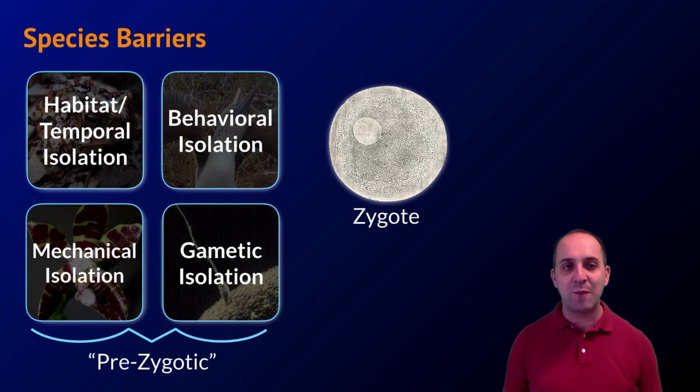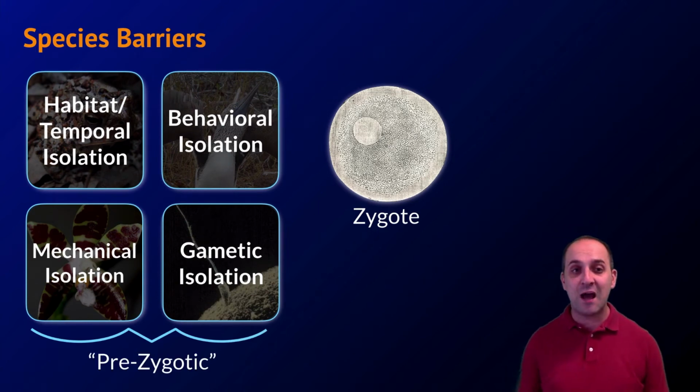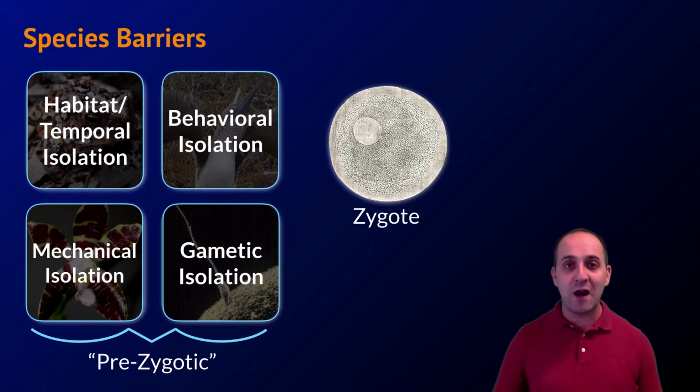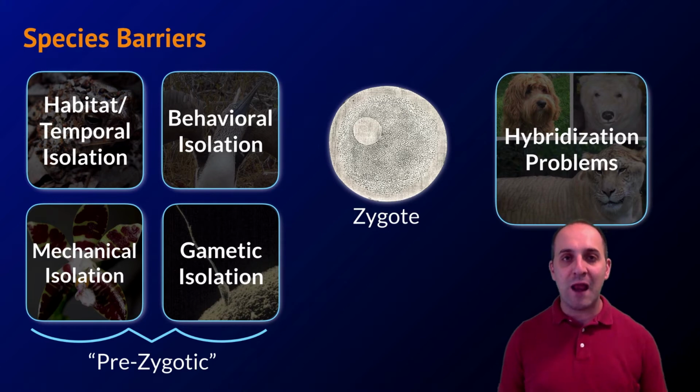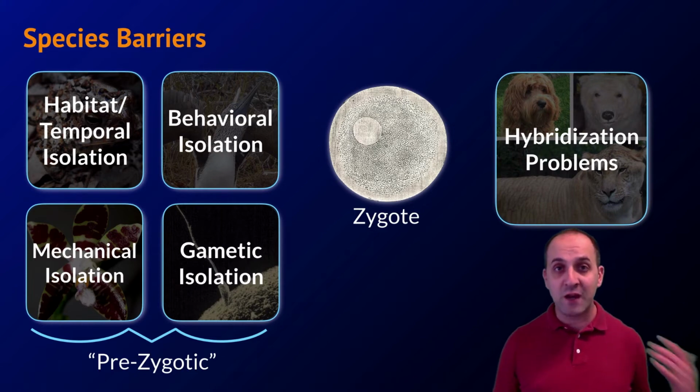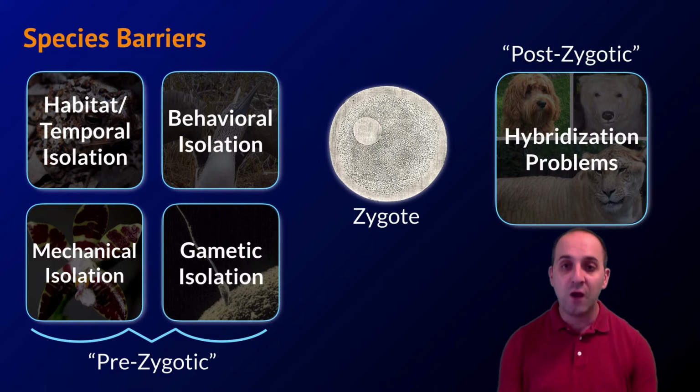These are your species barriers, and the ones that happen before the sperm and the egg come together are called prezygotic barriers, and you can see them there. They all prevent sperm and egg from meeting up. And even after sperm and egg meet up, there are a couple of things that can happen to the offspring that prevent that offspring from being able to successfully reproduce itself. In that case, it's still considered a speciation event because the offspring can't reproduce, and those would be our postzygotic barriers.